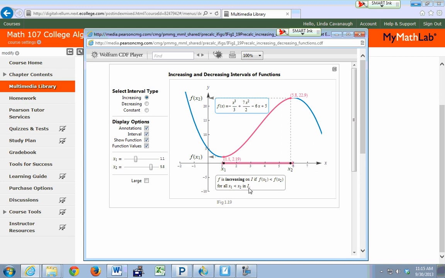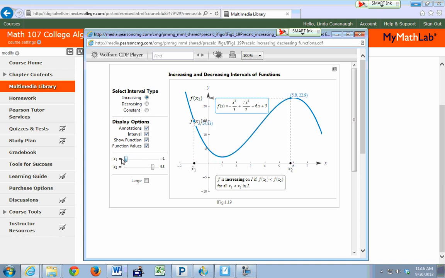I stands for the interval. Then if the function evaluated at x1, its output value, is smaller than the output value at x2, then we know we're going from a smaller value to a larger value, so we're increasing. If I move this value of x1 to the right, we still remain an increasing function anywhere along that interval. That's increasing.